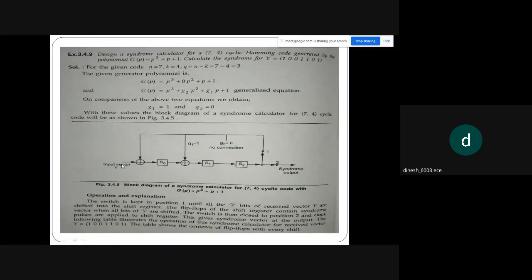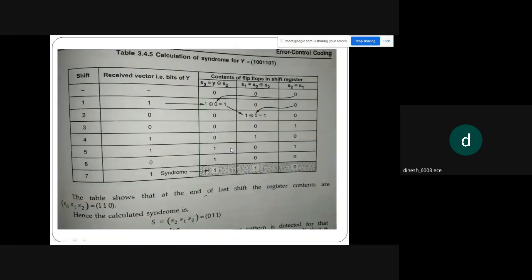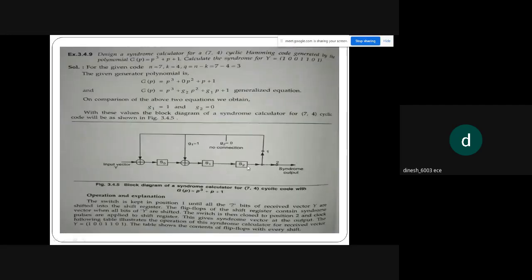So how do we get S0? You can see that y modulo 2 addition S2. So see the diagram. S0 is obtained from modulo 2 addition of y as well as S2. You can see this S2 is going in this direction since the switch is kept in position 1. So S2 is going here, it is given to this and this. So S0 can be written as y modulo 2 addition S2. That's what is in the table: S0 is equal to y modulo 2 addition S2.